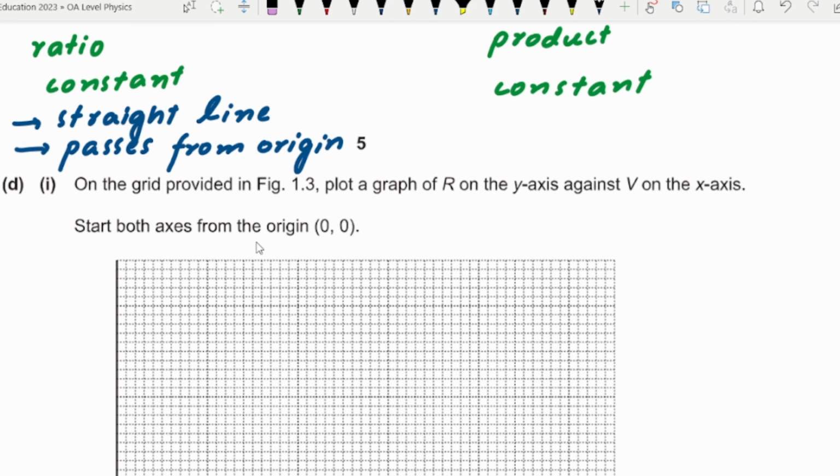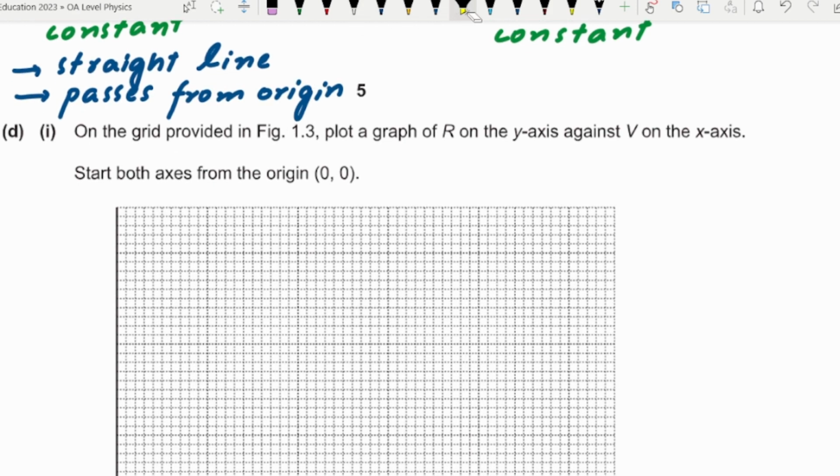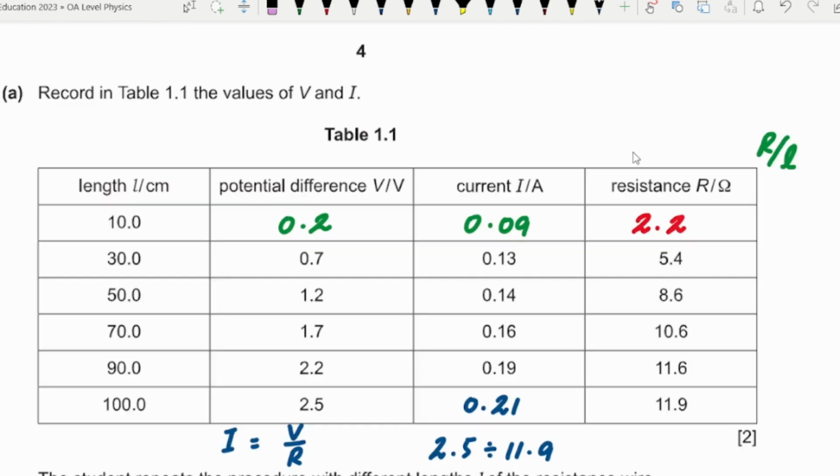On the grid provided in figure 1.3, plot the graph of R on the y-axis and V on the x-axis. Start both the axes from the origin. So we are left with no choice. We have to start from the origin, and that would make it easier though. So this one would go on the y-axis, and this one would go on the x-axis. We need to start from the origin. Let us scale the x-axis first.